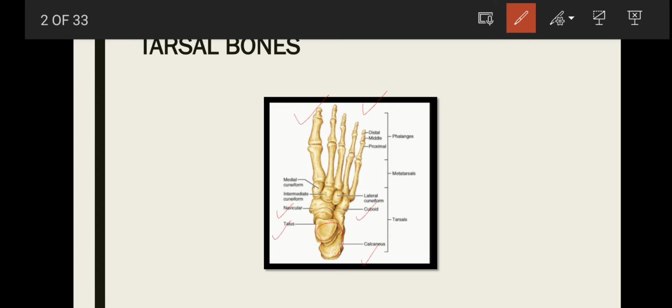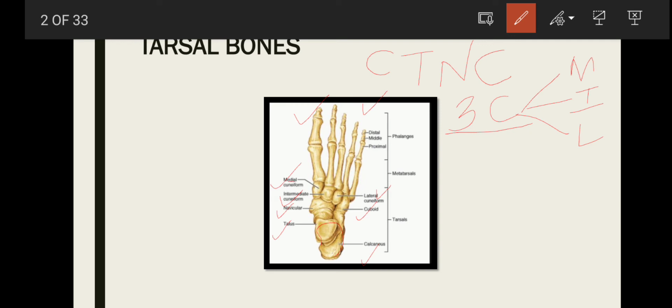Then there are three cuneiforms, named medial cuneiform, intermediate cuneiform and lateral cuneiform. So the tarsal bones are calcaneus, talus, navicular, cuboid and three cuneiform bones: medial, intermediate and lateral. These are the tarsal bones.